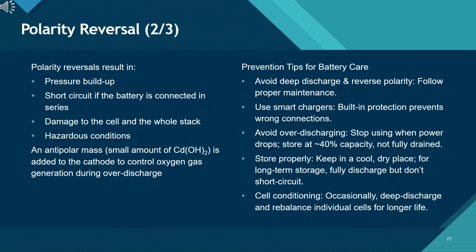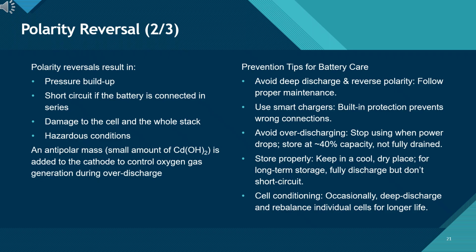Once polarity is reversed, the cell's chemistry is thrown off balance, which can create hazardous conditions such as overheating or venting gases. To help control this, manufacturers add a small amount of CdOH2 to the cathode. This antipolar mass acts like a safety buffer, slowing down oxygen gas generation during overdischarge. It's not a perfect solution, but it helps mitigate the danger when mistakes occur.